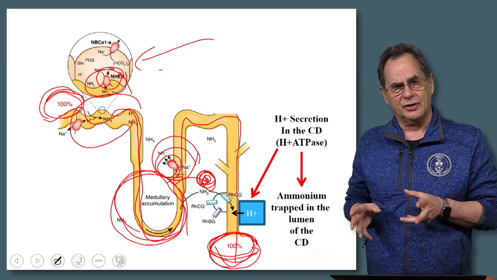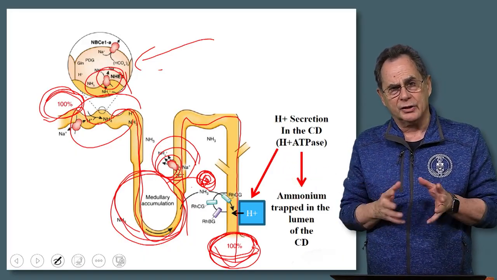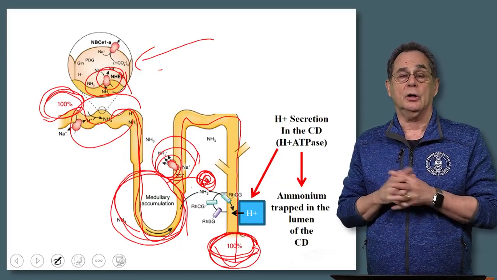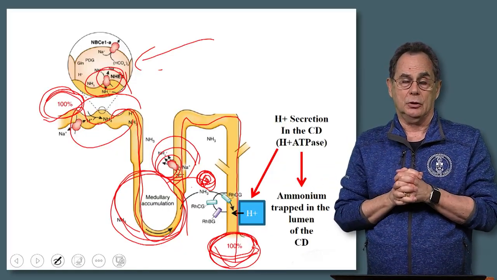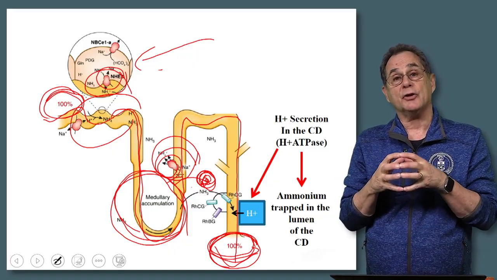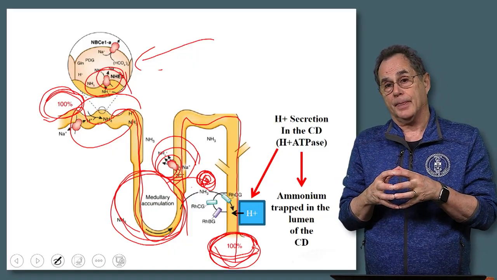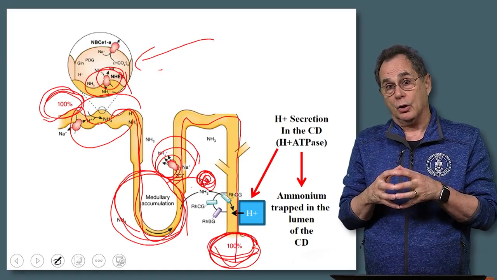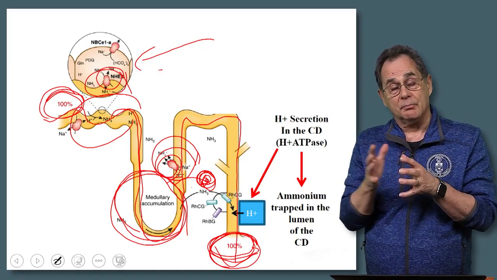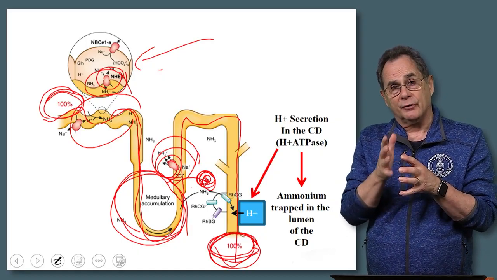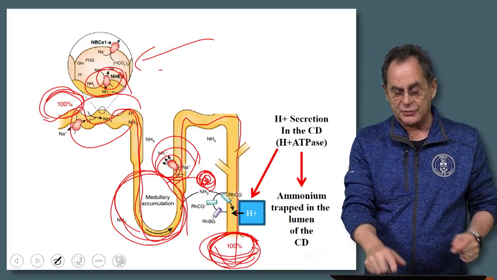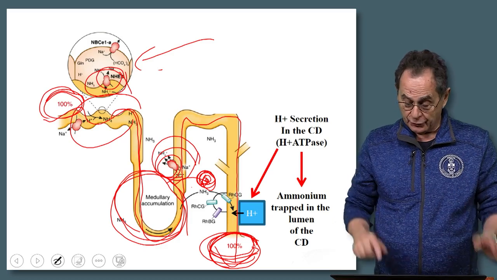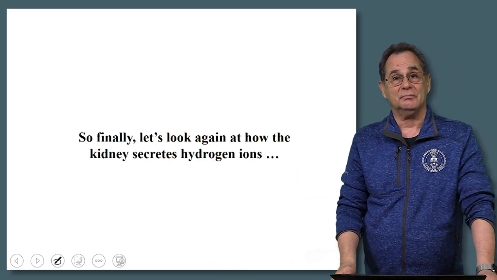And the collecting duct cell allows ammonia to diffuse into the lumen of the collecting duct and then pumps hydrogen ion. The hydrogen ion then binds in the lumen of the collecting duct. And therefore, because the luminal membrane of the collecting duct is impermeable to ammonium, the ammonium exits in the urine. Pretty circuitous way of getting there, isn't it?